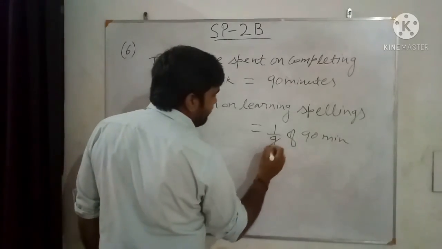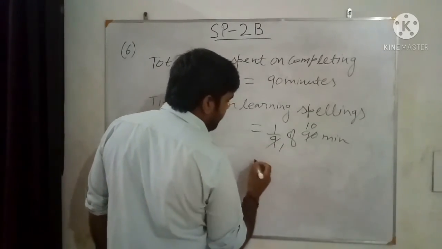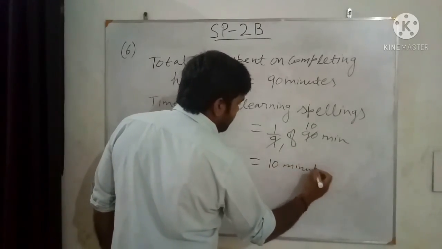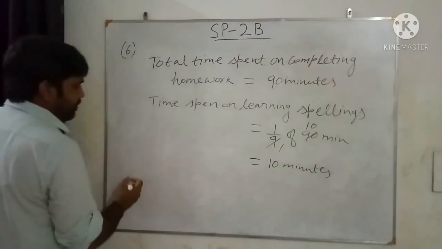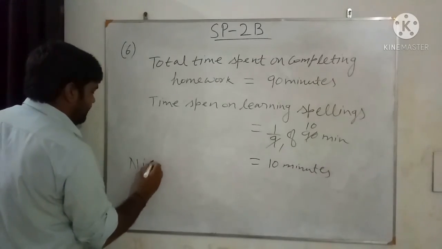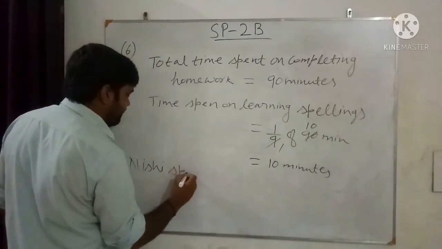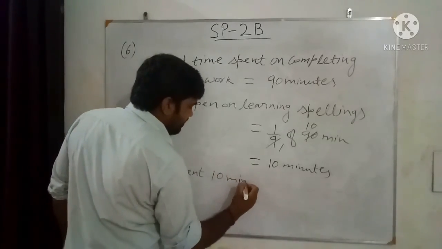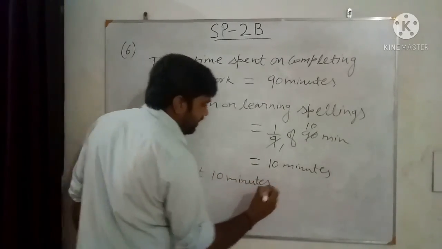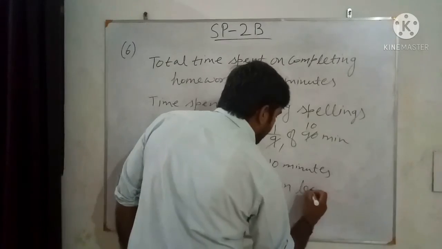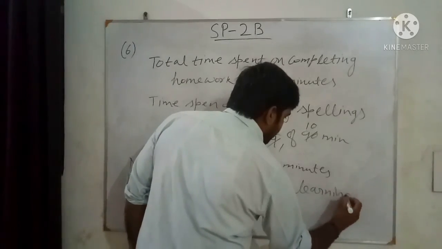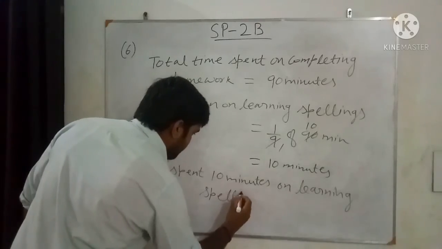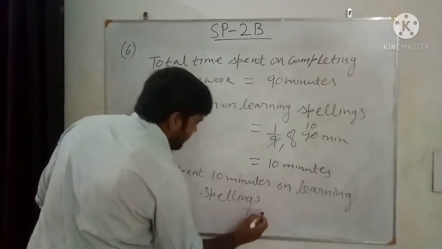So here 9 1 is 9, 9 10 is 90, it is divisible. So 10 minutes. How much minutes she spent on learning the spellings? 10 minutes, answer. So the answer will be Nidhi spent 10 minutes on learning spellings. So this is the answer, like this we do.